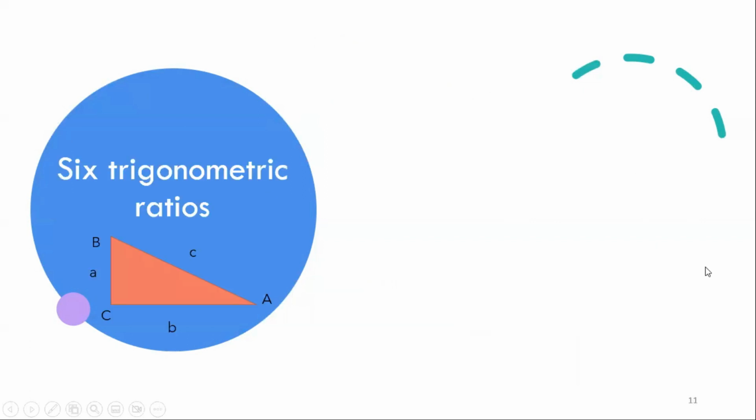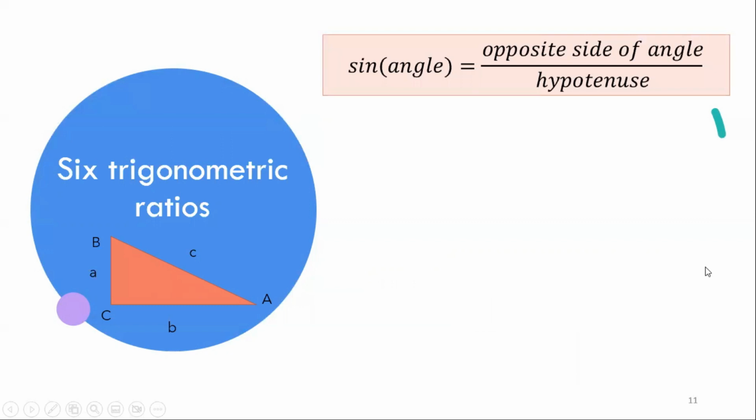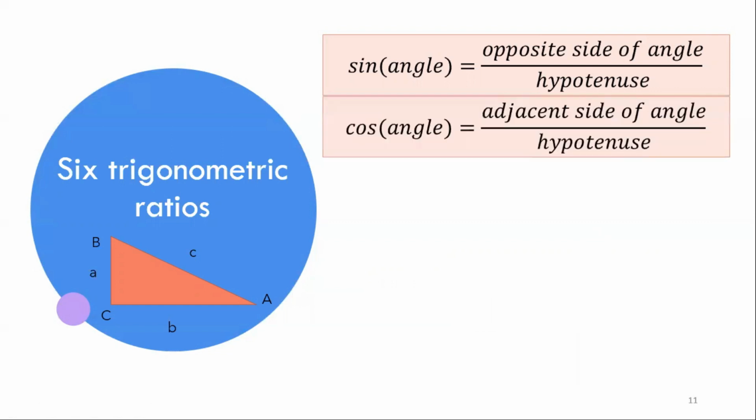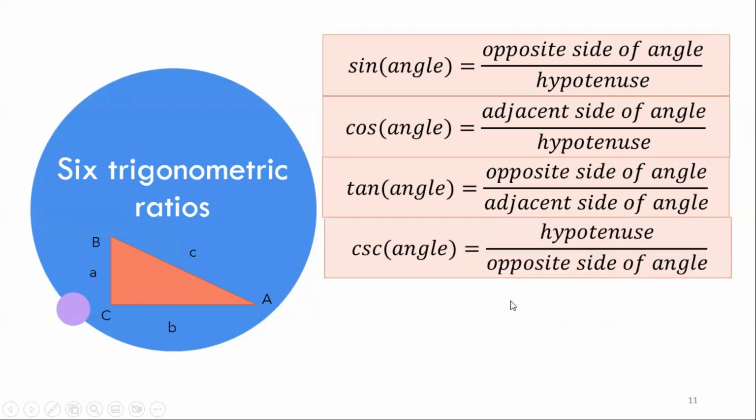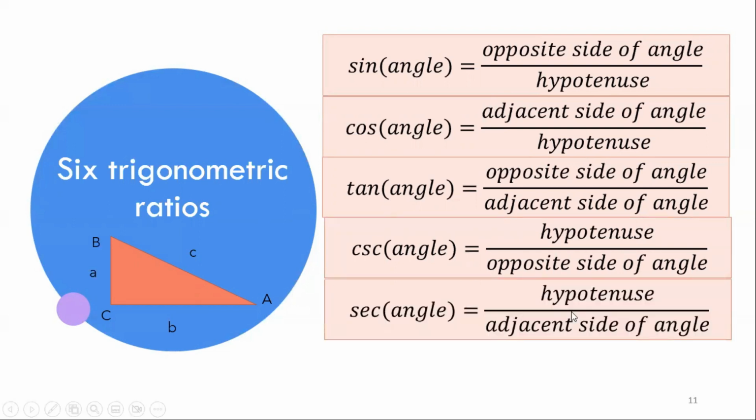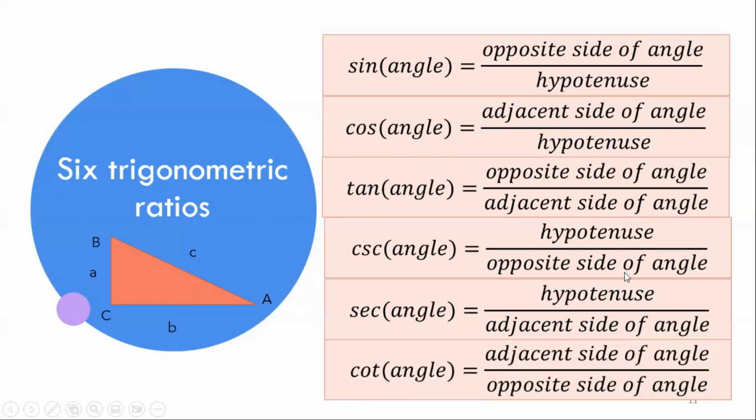Now, to summarize the six trigonometric ratios, we have sine, which is opposite side of an angle over the hypotenuse. Cosine, adjacent side of an angle over the hypotenuse. Tangent of an angle is equal to the opposite side of an angle over the adjacent side of an angle. And cosecant of an angle equals hypotenuse over the opposite side of an angle. Secant of an angle is equal to hypotenuse over the adjacent side of an angle. And cotangent of an angle equals adjacent side of an angle over the opposite side of an angle.